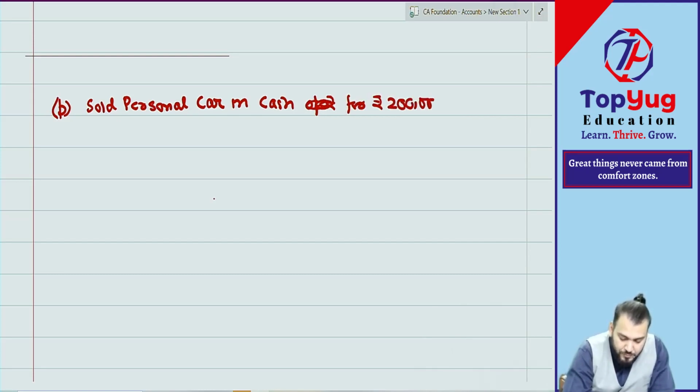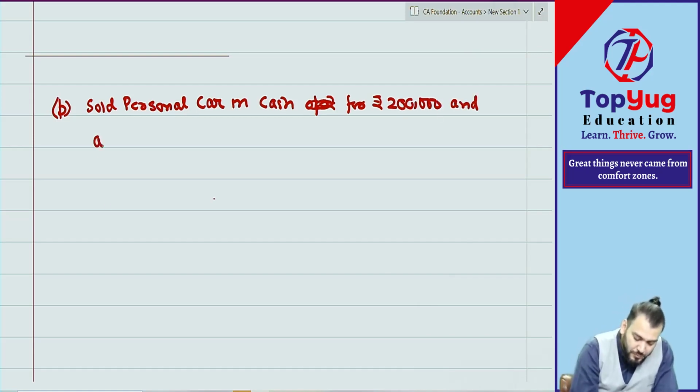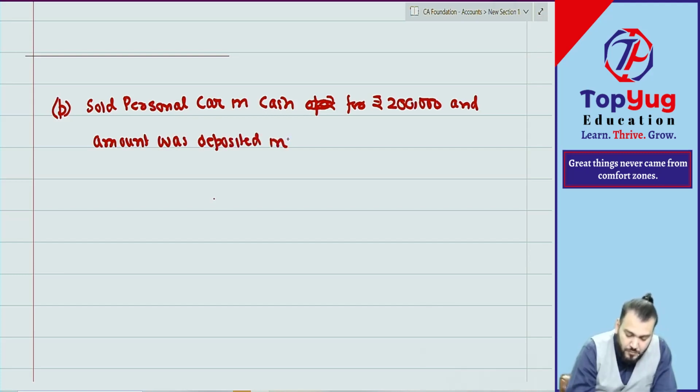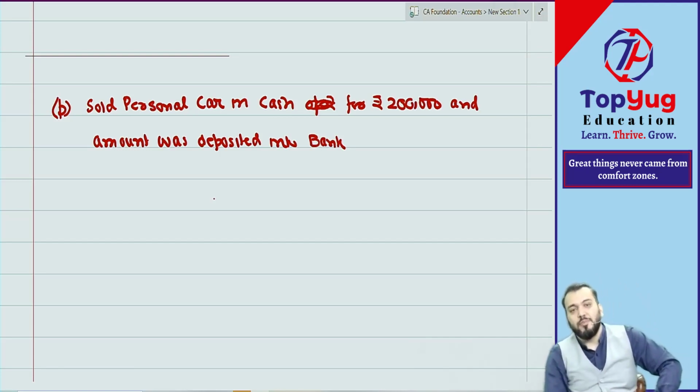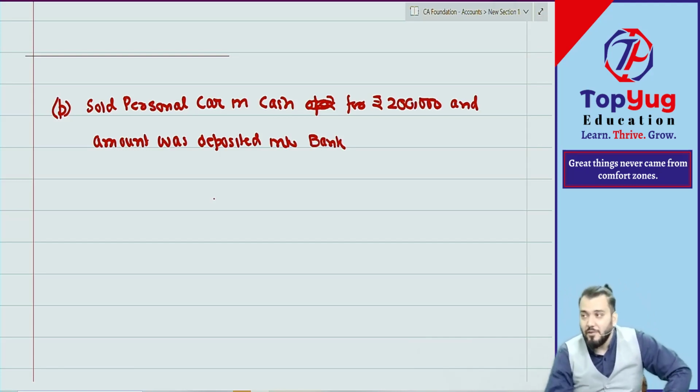2 lakh, and the amount was deposited into bank. Correct? The amount was deposited into bank. You can see the personal car was sold, and from the sale of the car, cash was received and the cash was deposited into bank.